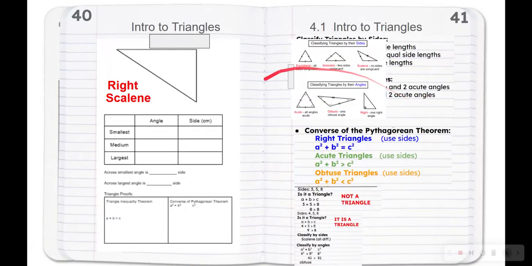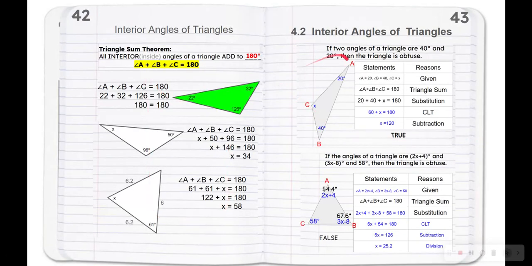We talked about intro to triangles already. That's classifying triangles, proving it's a triangle, and then once you prove it is a triangle, then you can classify it by sides and angles. And if you don't have the angles, you can use the converse of the Pythagorean theorem in order to classify it by angles just using the sides. Then we talked about interior angles, something you've learned before, but I added in putting it in a proof, and then I added in some algebra.